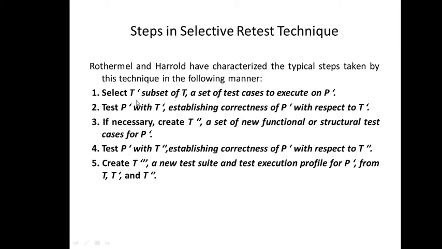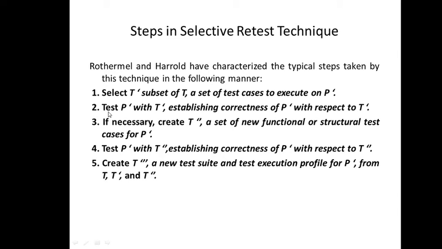Now these are the steps basically. How to identify this? There are the following steps used in the selective retest technique. These 5 steps are important. The first step says: select T dash, a subset of T, a set of test cases to execute on P dash, right? So since we have made the modification in P and we call it P dash, for testing this P dash, we have to select this T dash from T.